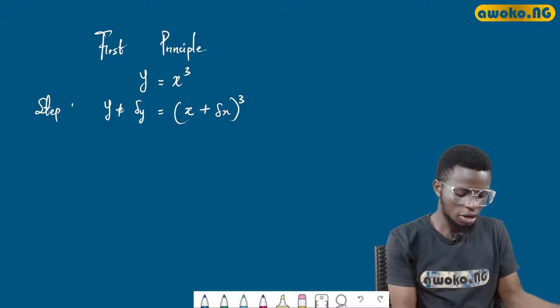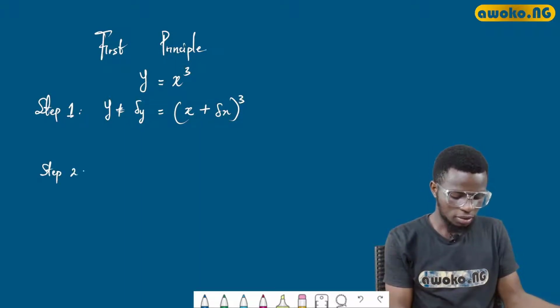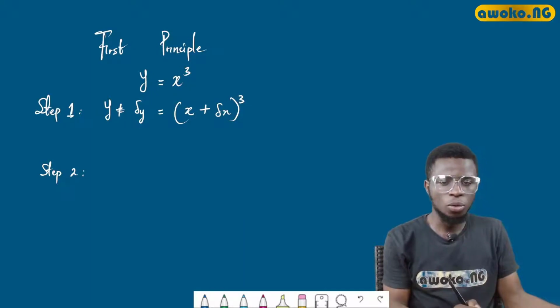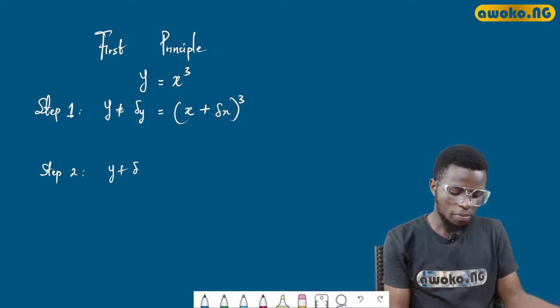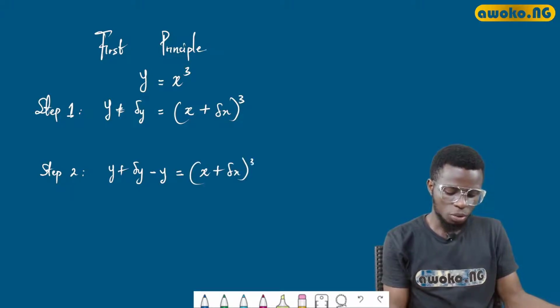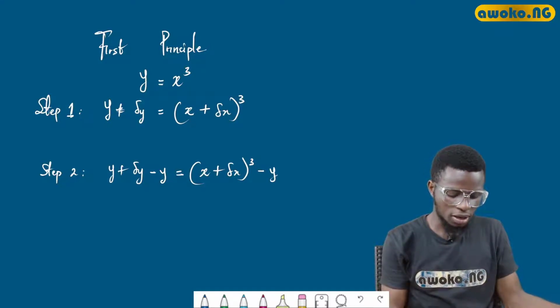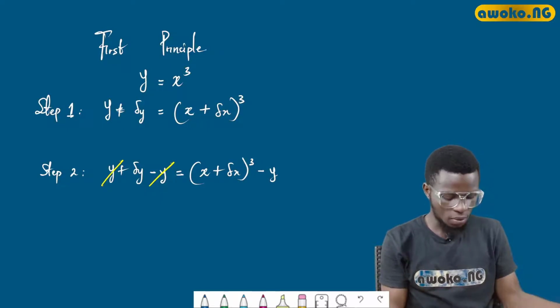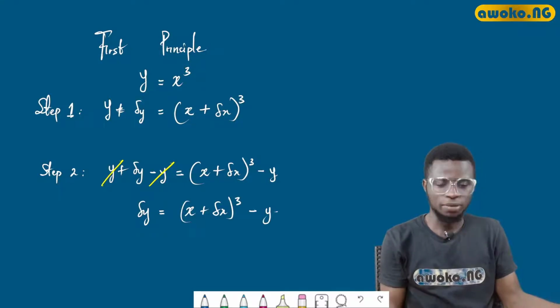So let's call it step 1. Then the second step is to subtract y from both sides so as to make δy stand alone. So if I do that, I have y plus δy minus y equals (x plus δx) raised to the power of 3 minus y. And as soon as you've done that, you will agree with me that y will cancel minus y and we are left with δy is equal to (x plus δx) raised to the power of 3 minus y.